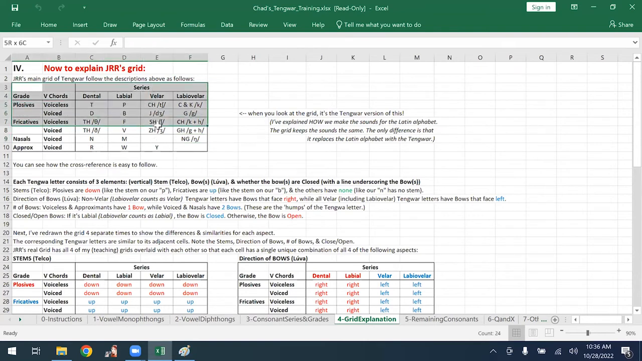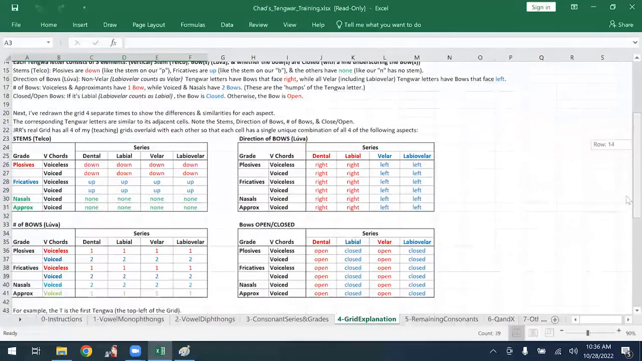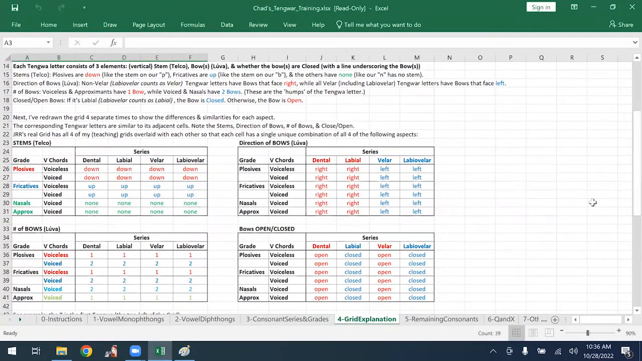So as soon as you understand that, that is just referencing this previous page. Now, everything below here is the final element in getting you to understand exactly what you're looking at on JRR's grid. And I've got 4 explanations here. Each one of the Elvish Tengwar has 4 elements, so I separated those 4 elements into 4 different explanations here.